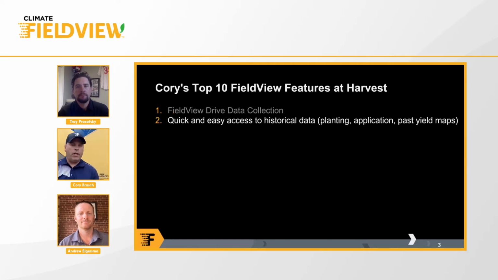Number two, quick and easy access to historical data: planting, application, and yield maps. It's a great way to compare data. We can compare the data that we're doing today to data that we did 2 years ago, 3 years ago, 4 years ago. So we can go back in history to see what worked best on the farm and plan for next season. We can also base our yield on hybrids and varieties.